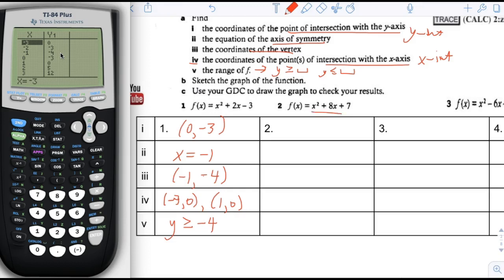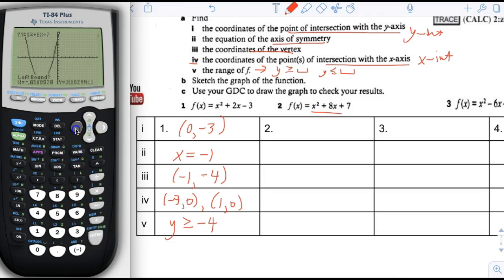Let's work on x squared plus 8x plus 7. So we'll type that one in. X squared plus 8x plus 7. And then we're going to graph it. And let's find the vertex first. Second calc, minimum.